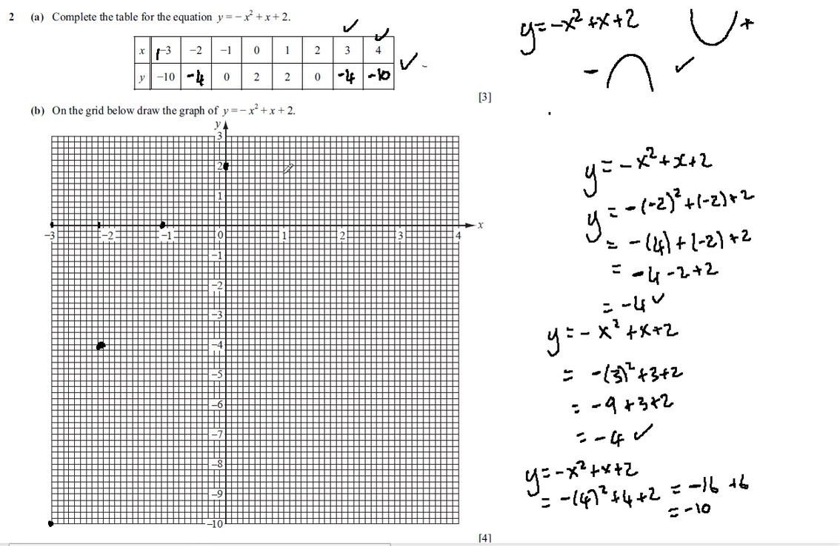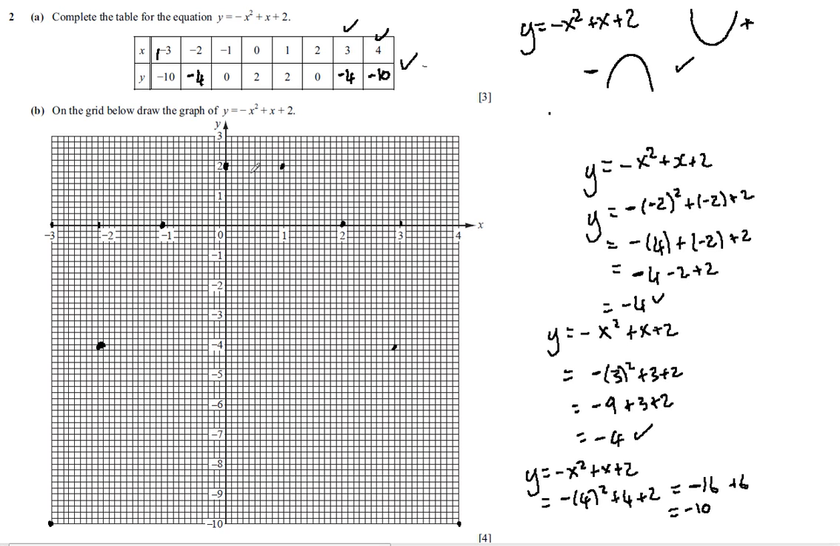1, 2 is going to go here. We go 2, 0, and 3 go down 3 to negative 4. So it's going to sort of be in line with this one, and then 4 and negative 10. There we go. So those are our points. So now we just draw a line through them.